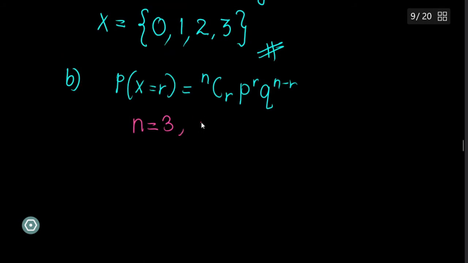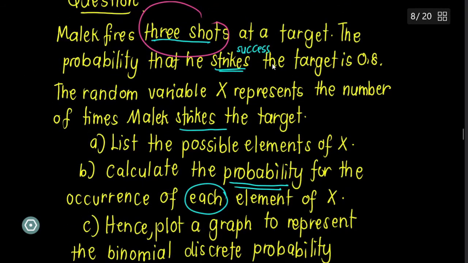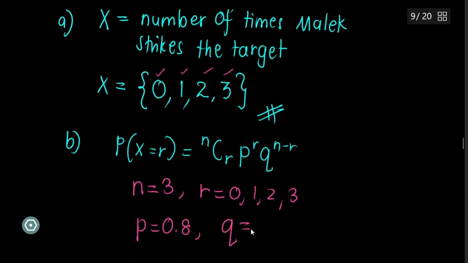What is our r? r will follow this 0, 1, 2 and 3. r will follow all that. So we have to calculate one by one. p, what is the probability for success? Is it given? Usually it's given in the information. You just have to read properly. So you see here, probability of success is 0.8. So I'm going to write probability of success 0.8. So automatically I can already find my q. So 1 minus 0.8 is 0.2.